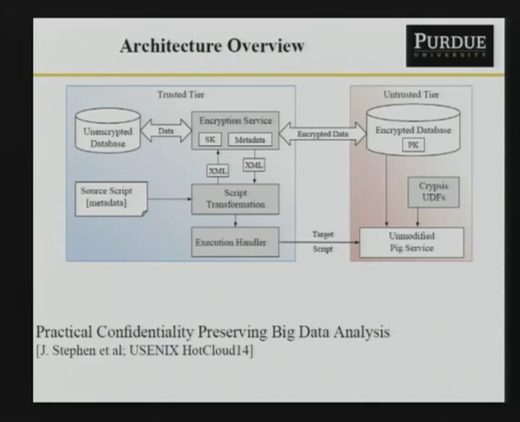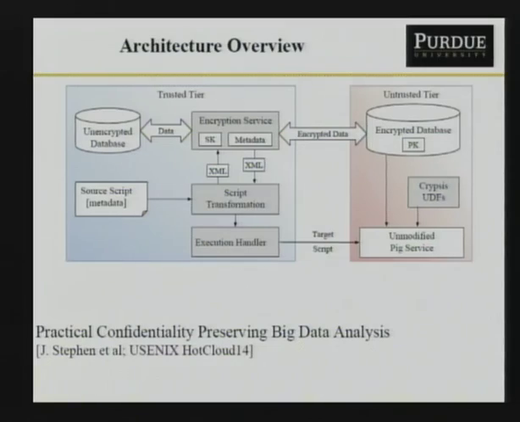So the execution handler sends the target script. We call target script the script that operates on encrypted data. So it sends that to the Pig service that runs on the cloud, and the script is performed. Another key point here is that we use an unmodified Pig service, which means we never changed anything in the Apache Pig code.